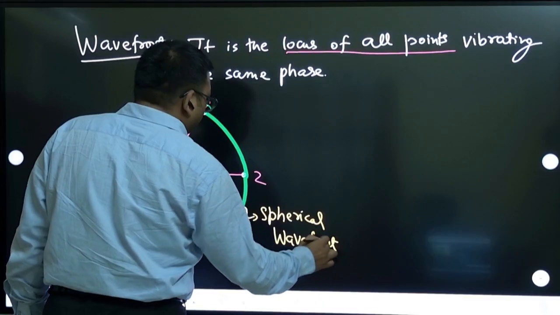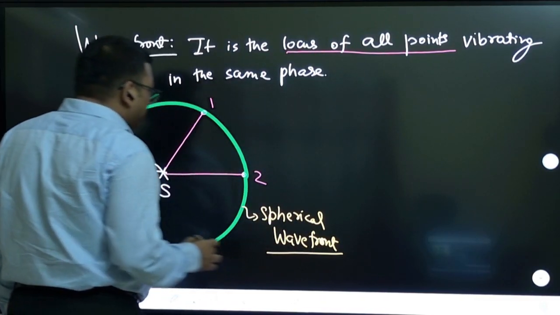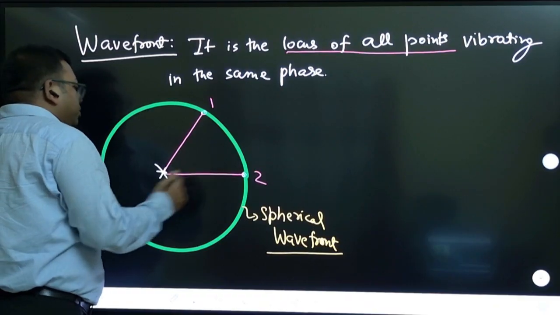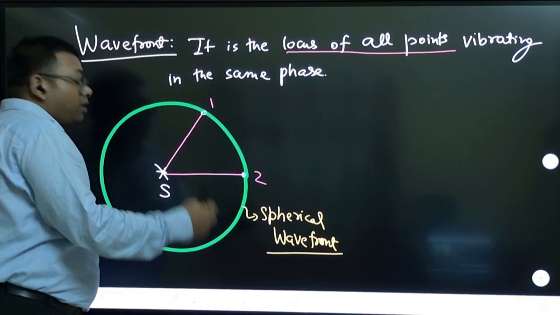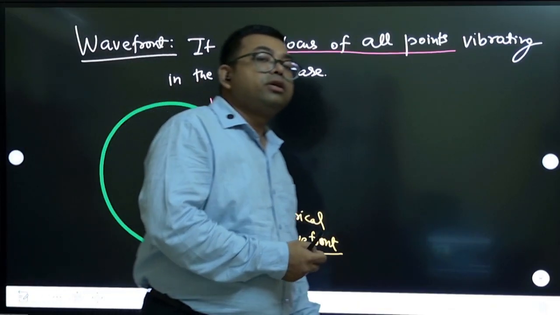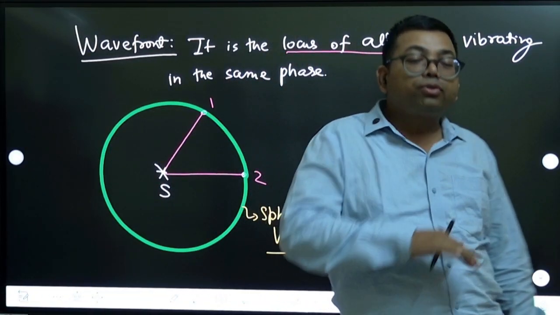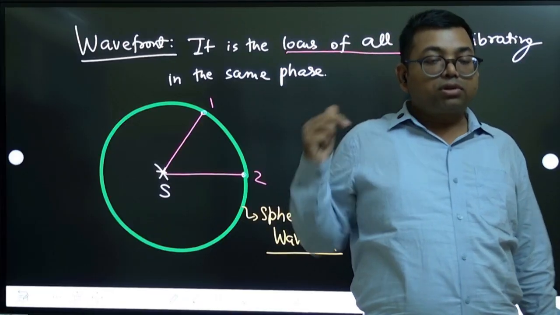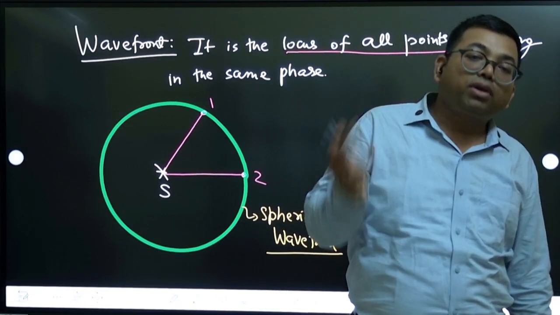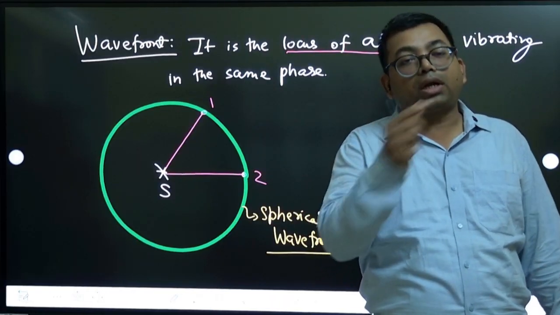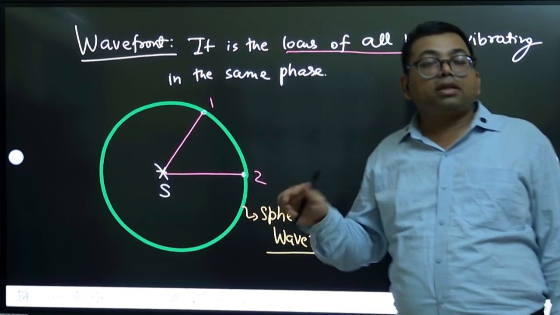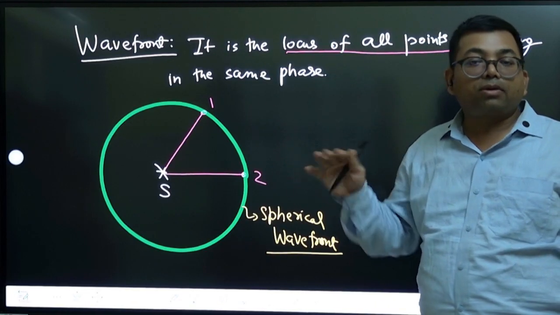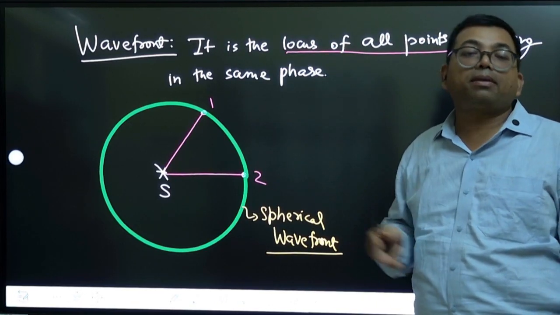Spherical wavefront. So what are spherical wavefronts? Those points which are equidistant from the source are vibrating in the same phase. By joining all those points, you get a surface, of course in 3 dimensions. This surface represents a wavefront. Not only this, there will be many wavefronts, because you can make many spheres.